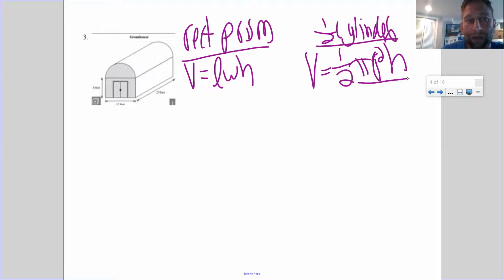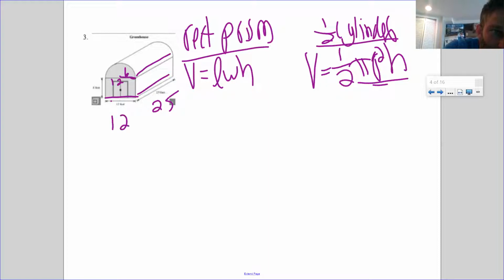Only a little twist here, my radius. Well, if this is 12, then this is 12, which makes my radius 6. And my height of my cylinder is the same thing there. It's a little bit hard to see. That's 25, that's 12, that's 8. I want you to try this on your own. I'll give you a little bit of a head start, like a 2-minute head start. Find the volume of the rectangular prism, find the volume of the half cylinder, add them together. Again, I'm going to give you about 2 minutes right now to try it on your own, and I'll start up in a couple minutes.